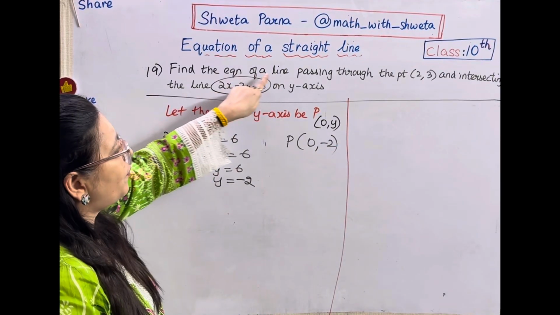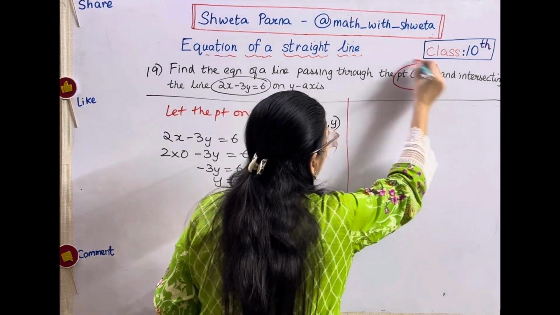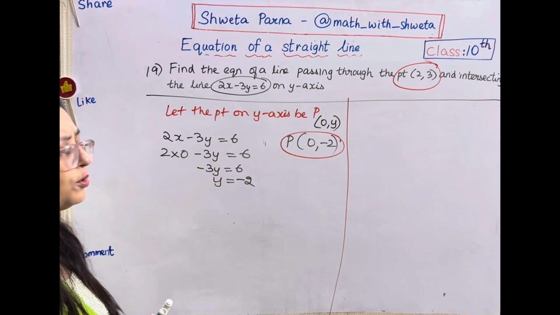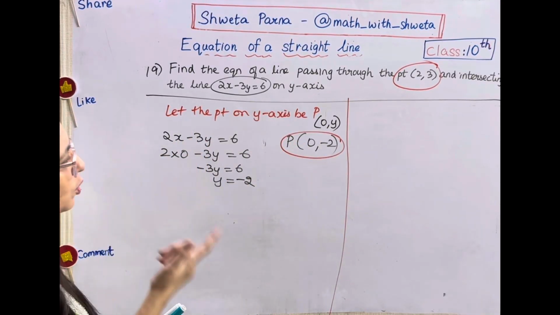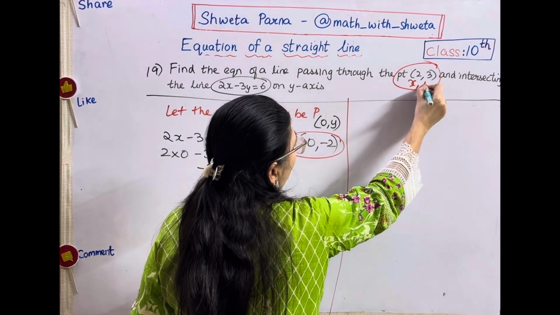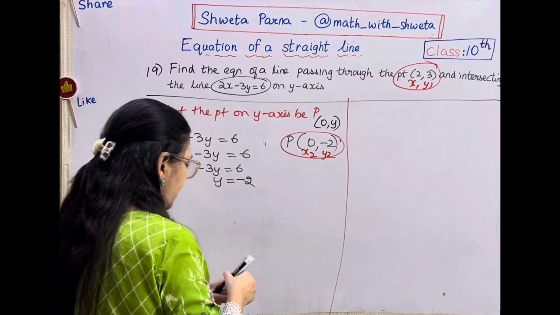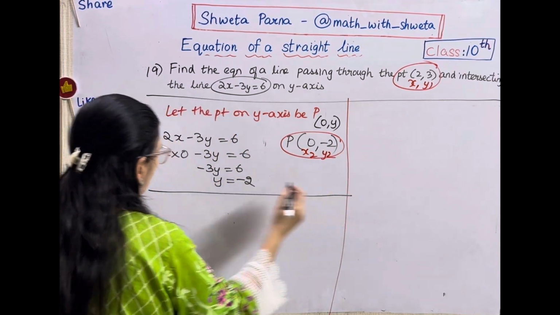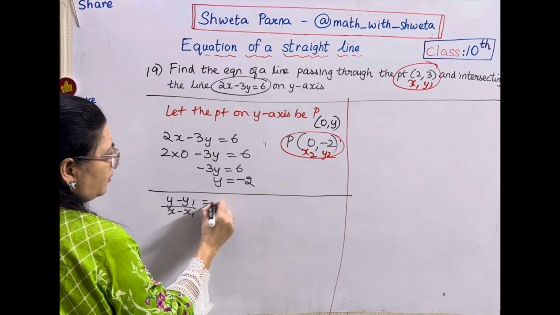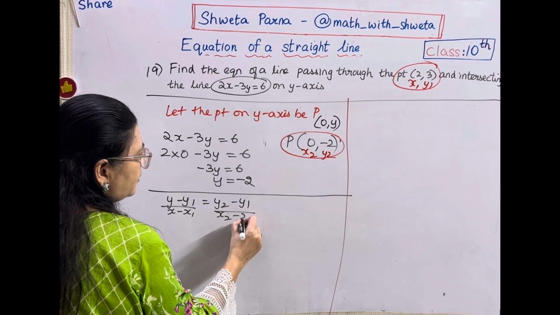Now, you have to find the equation of a line which passes through this point and this point. So, which formula will you use for this equation? It is the two-point formula, right? So, let this be x1, y1, this be x2, y2. Okay. Come on, let's write the equation. It is (y minus y1) upon (x minus x1) is equal to (y2 minus y1) upon (x2 minus x1).